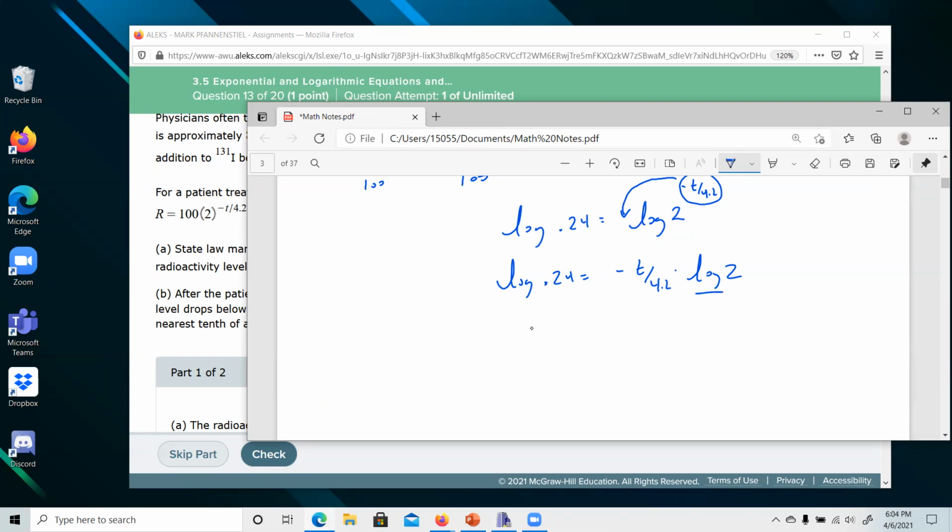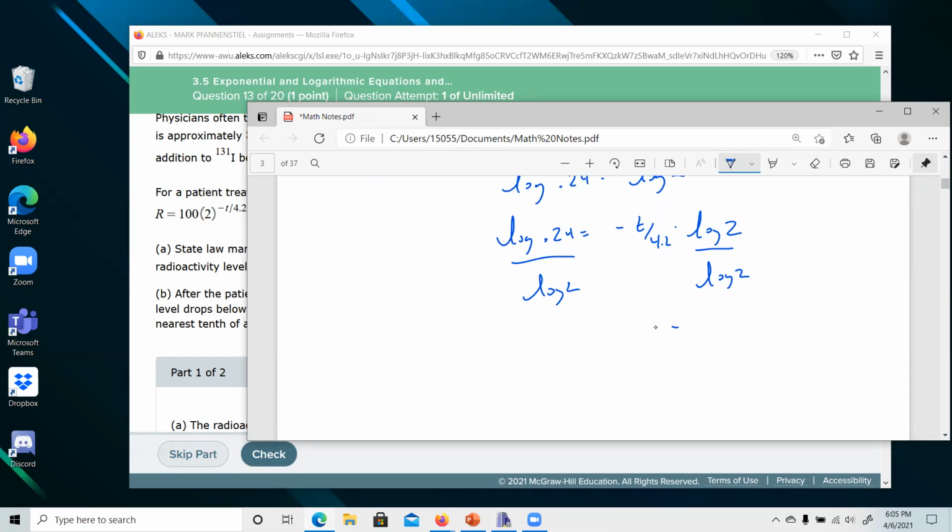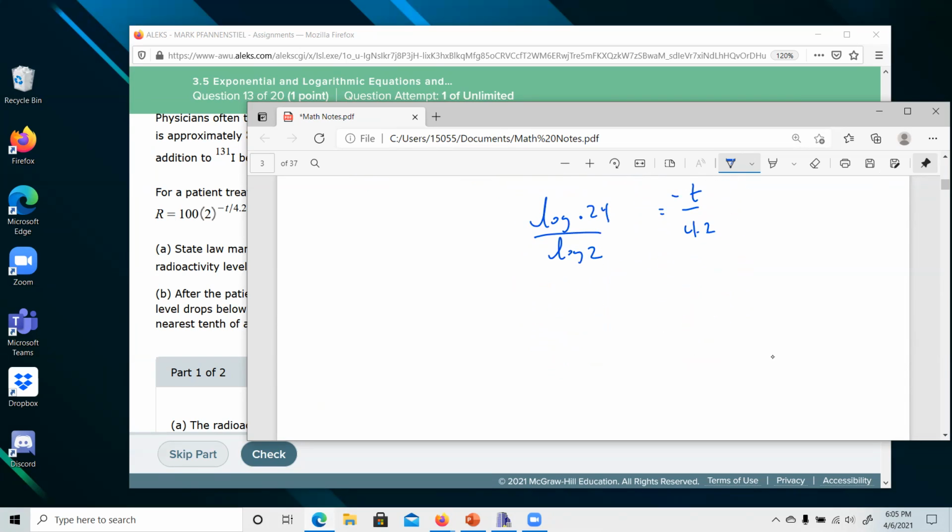And we're just going to solve for t. So divide both sides by log 2. We have negative t over 4.2 is equal to log of 0.24 over log 2. Let's multiply by negative 4.2. So that negative will go away, and the 4.2 will be on the other side, so we have negative 4.2.